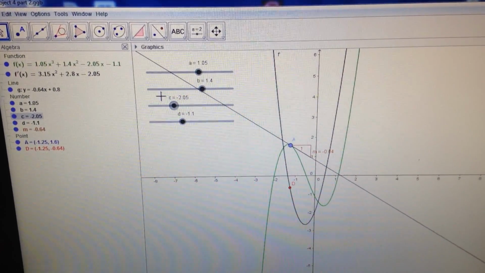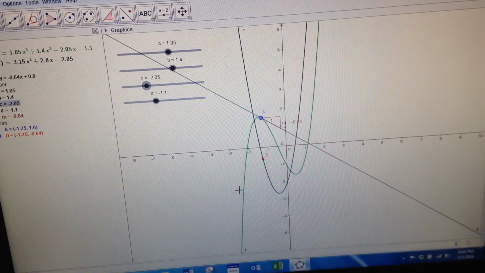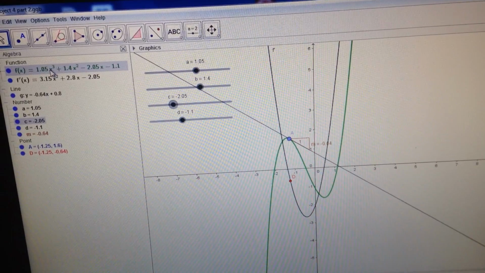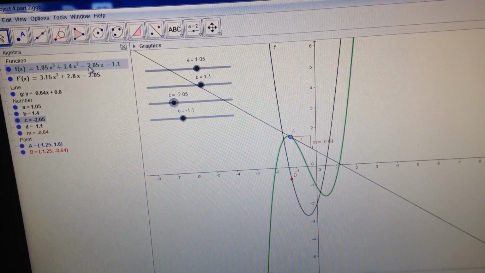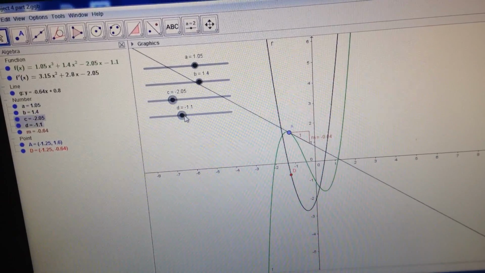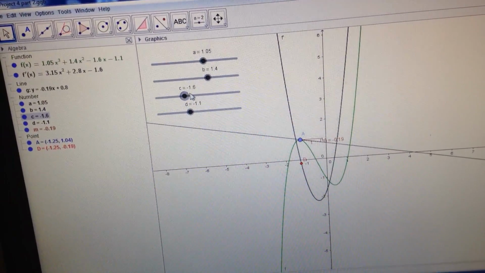In this video, we have a lot of interesting things happening. Our green line is our original function. Up here, it is ax cubed plus bx squared plus cx plus d. We have a, b, c, and d here, which will be moving and changing our graph.